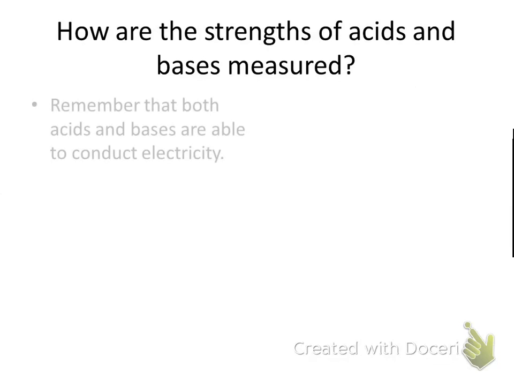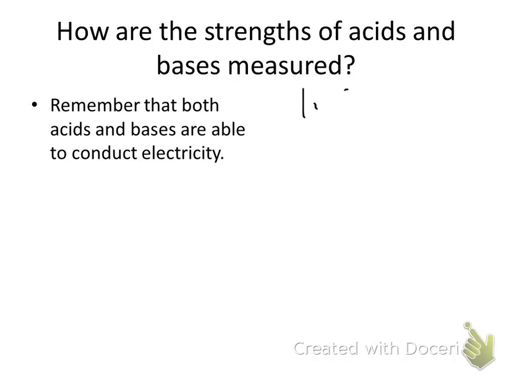So how do we measure the strengths of acids and bases? Remember, we said acids and bases and salts collectively are known as electrolytes. And that acids and bases are able to conduct electricity. And I said two things have to be in place for you to be able to conduct electricity. One is you've got to have those charged particles, and you'll only get charged particles as an acid or a base if you're dissolved in water, so you're dissociated. And two, those charged particles have to be able to move.